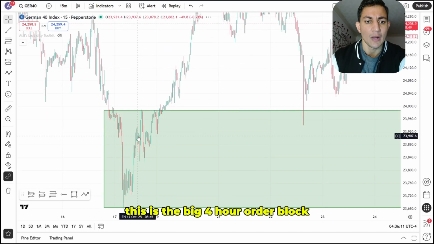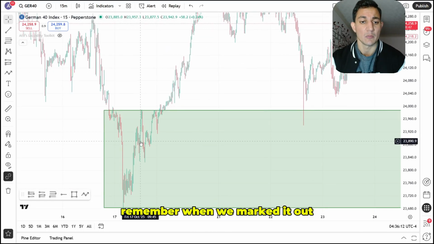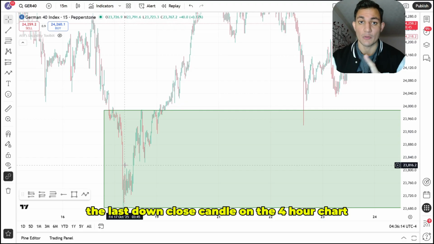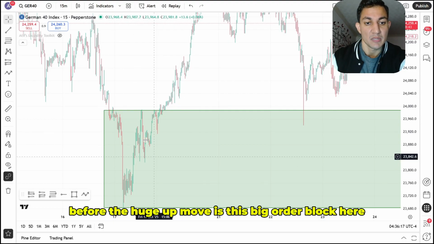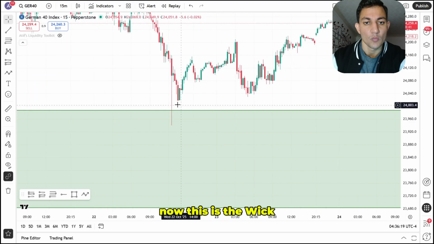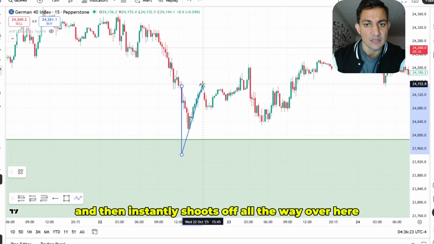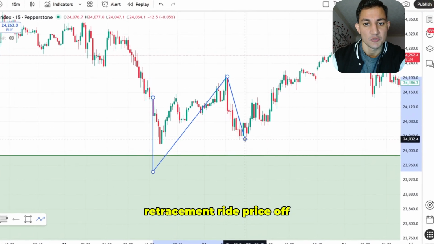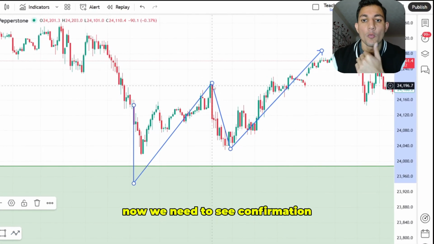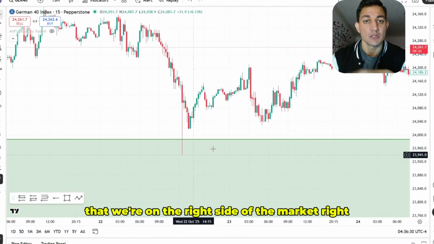This is the big 4-hour order block that we just talked about. Remember when we marked it out, the last down close candle on the 4-hour chart for the huge up move is this big order block here. Now, this is the wick. Do you know how I said price wicks it and then instantly shoots off, or all the way over here? Retracement, ride price off. Now, we need to see confirmation that we're on the right side of the market, right?